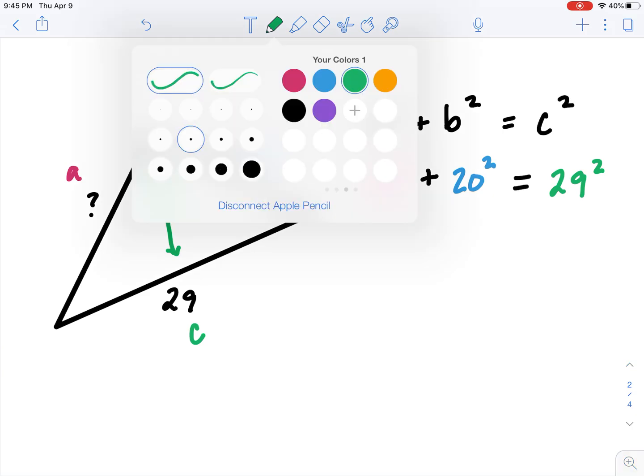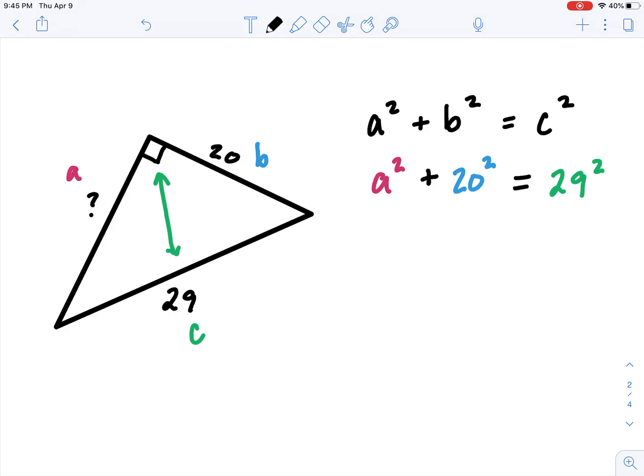All right. We identified our A, B, and C. We plugged those into our formula. The one that we didn't know, we left as a variable. And now our goal is to get A by itself. So I'm going to start by simplifying. A squared is just A squared. 20 squared, that's 20 times 20, is 400. And 29 squared, I don't know that off the top of my head. 29 times 29 is 841.